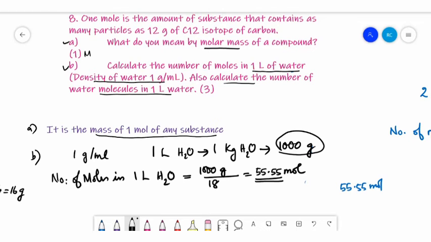How many molecules are present in 1 liter of water? How do we find the number of molecules? Number of molecules in 1 liter of water equals number of moles times Avogadro number. This is a formula which we already discussed yesterday. What is Avogadro number? Na.